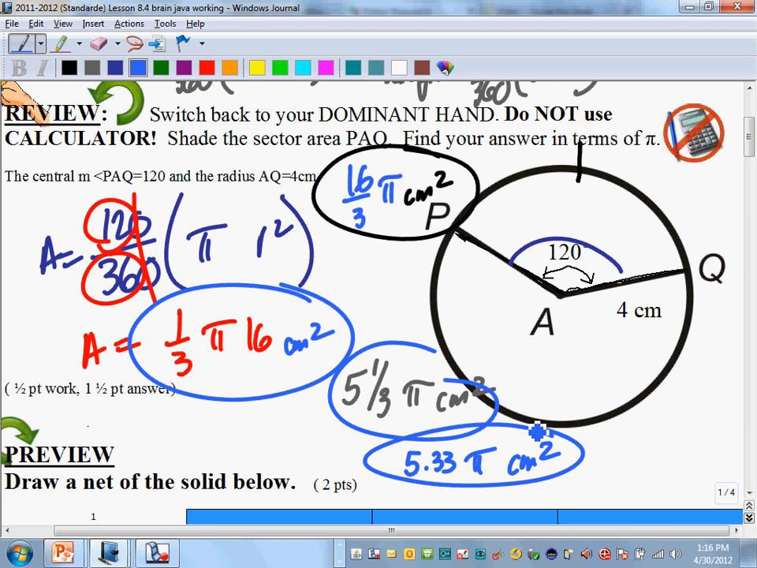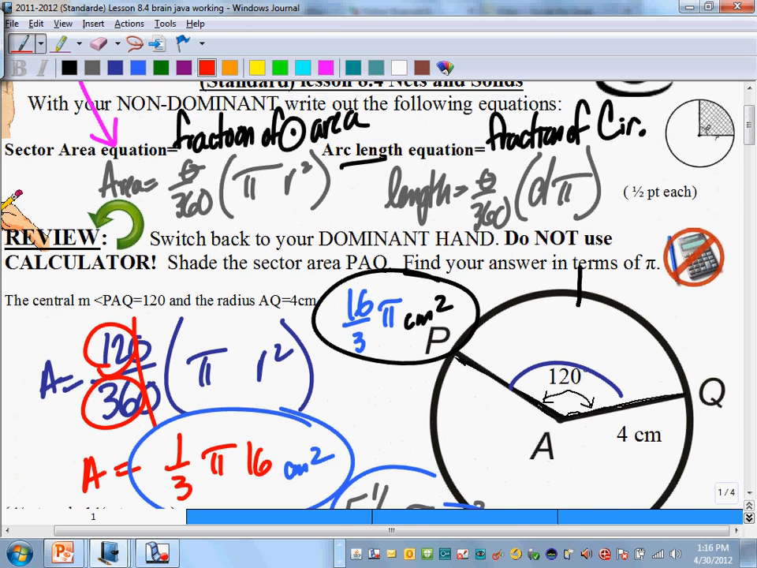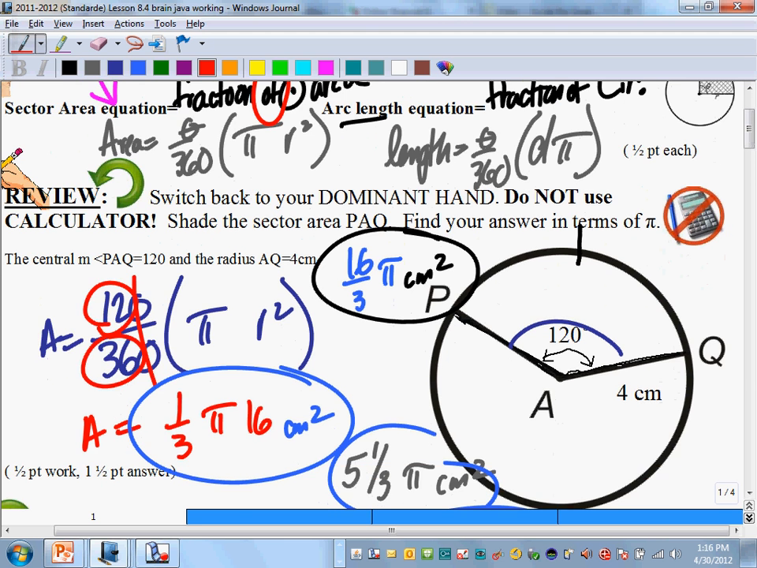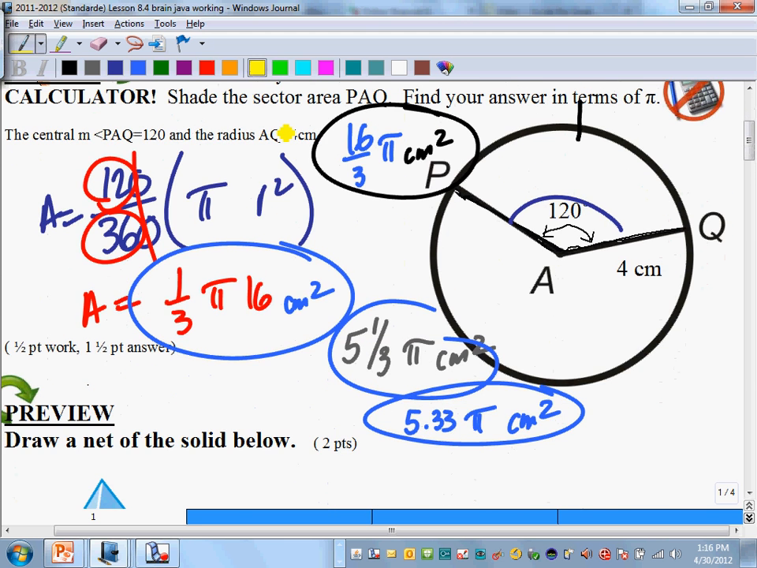I'm sorry. You do 120 over 360 pi r squared over 1 across. No, there's no equal sign there. Okay. Yeah, it's fraction. It's right here. It's fraction of. That's not an is sign. That's a multiply. 3 of 5 is 3 times 5. Okay, so what's worth points? Some sort of work, half a point. 1.5 points for the correct answer.